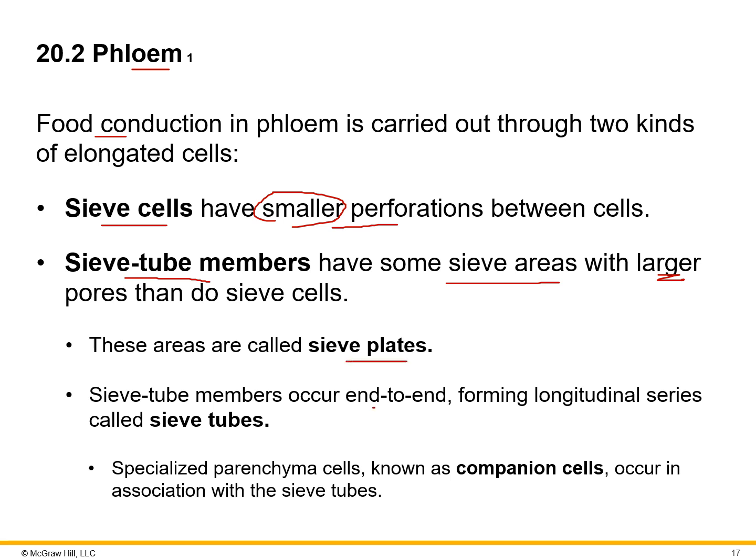And those tube members line up end to end like the vessels we just talked about to form those sieve tubes. And then the specialized parenchyma, the ones actively functioning, are known as companion cells. They're associated with those sieve tubes and dump off the glucose and the carbs that are being made through photosynthesis, to allow it to be conducted throughout the plant.